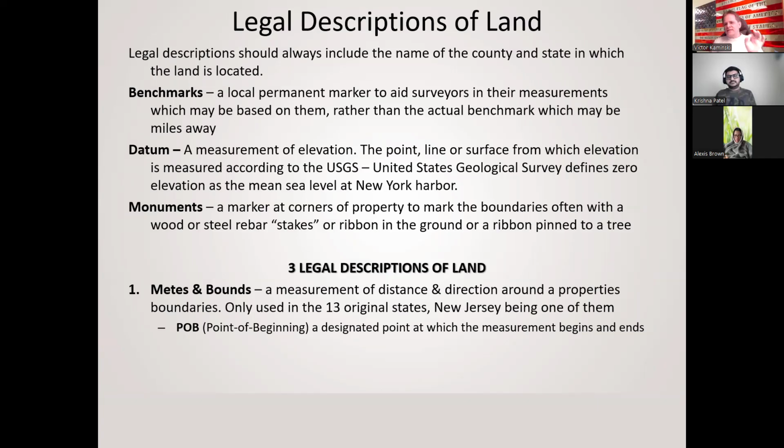And that measurement begins at one of the corners of the property, which we'll call the POB, or point of beginning. That's a definite designated point at which the measurement commences and ends when doing a measurement of a piece of land. Okay, so the metes and bounds legal description of land is used in New Jersey and the 13 original colonies or the 13 original states only, New Jersey being one of them. And the measurement begins and ends at a definite designated point called the point of beginning, the POB.